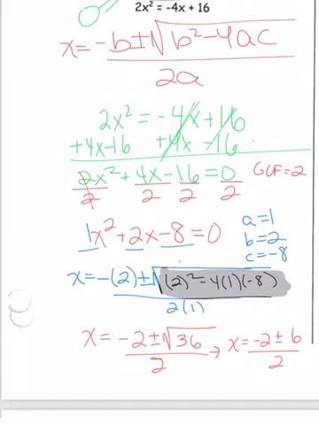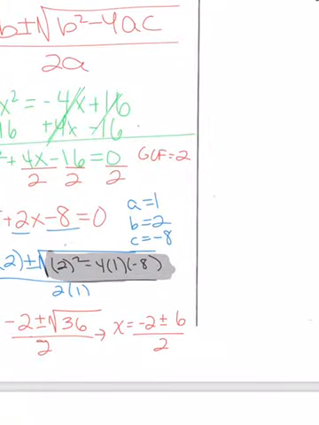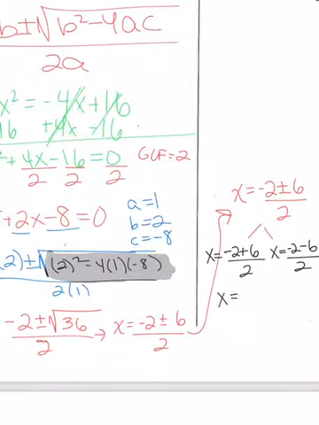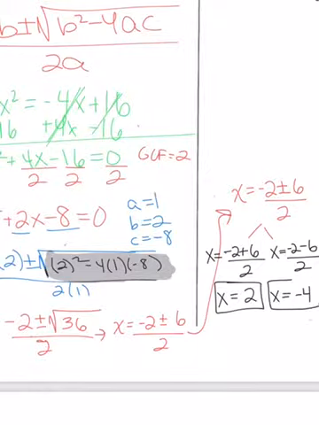All right, great. We can continue to simplify this. I'm just moving this over for some space. So we have x equals -2 plus or minus 6 all over 2. Let's break this up into our two answers. We have x equals -2 plus 6 over 2, and then x equals -2 minus 6 all over 2. Here I'll get x equals 2 as my final answer, and here I will get x equals -4. Those are my two roots.